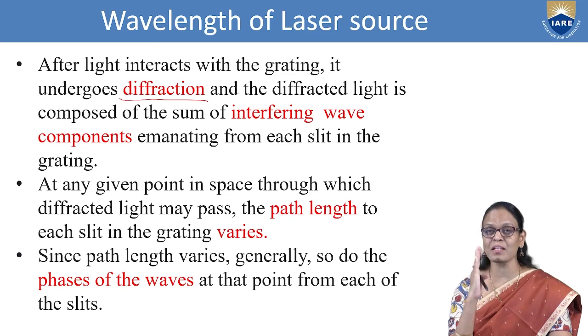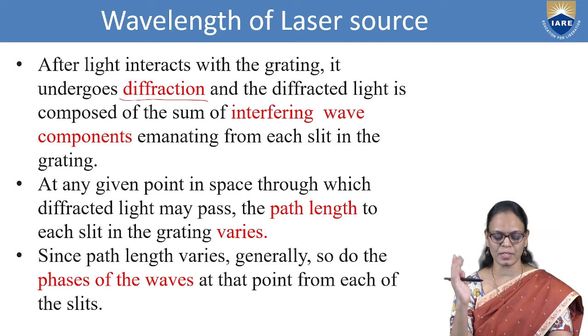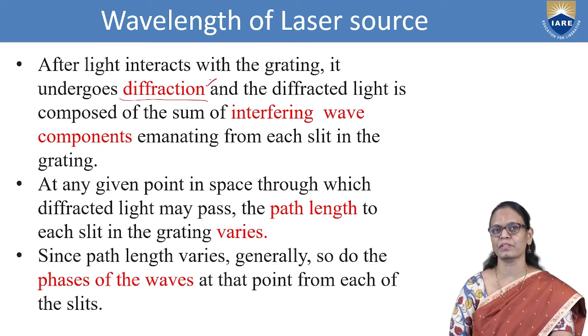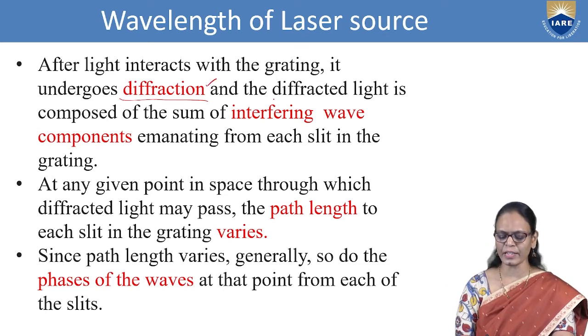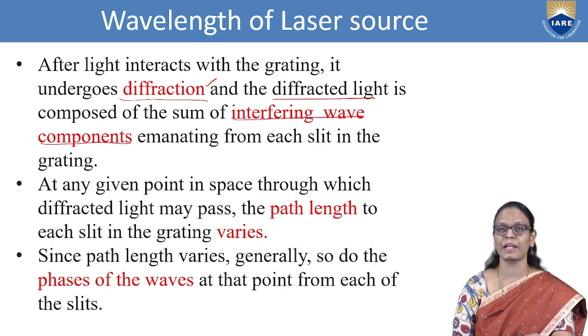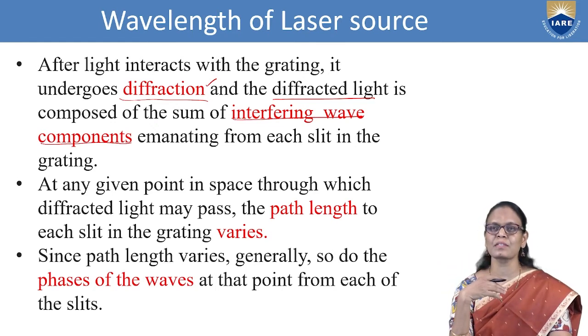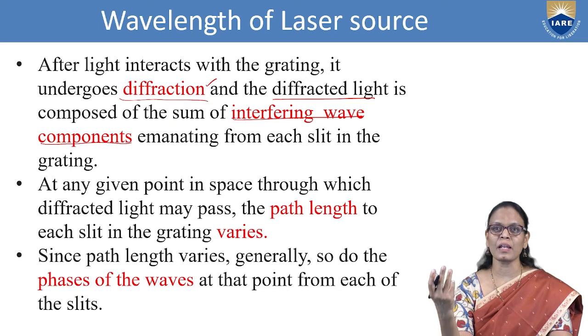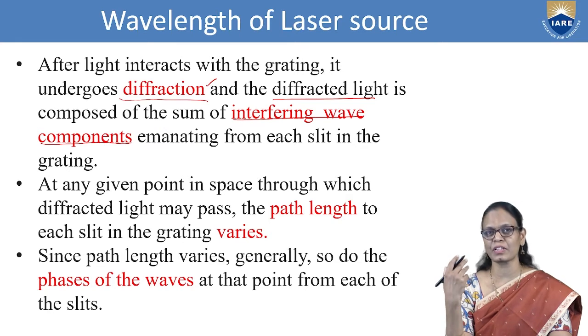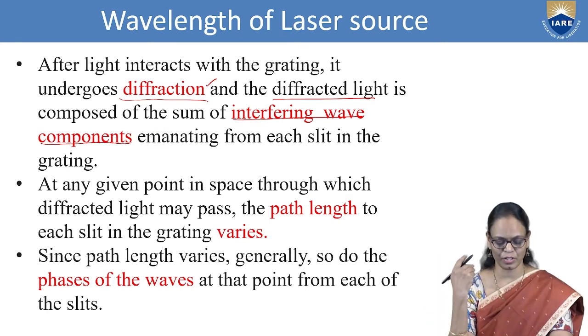So we have n slits, which means n obstacles. At the n obstacles, the light is going to diffract. The diffracted light is composed of the sum of the interfering wave components. After diffraction, because there are n slits giving rise to n secondary sources sending out secondary wavelets, they will interfere with each other and you get the diffraction pattern.